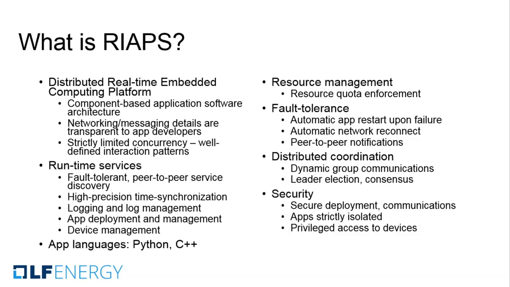RIAPS also supports a set of distributed coordination services, which include dynamic group formation and communication, leader election and consensus, and time-coordinated control actions. Finally, RIAPS is secure. The deployment mechanism and all communications use secure protocols, and apps are strictly isolated from each other and their access to resources such as network link and devices are tightly controlled.